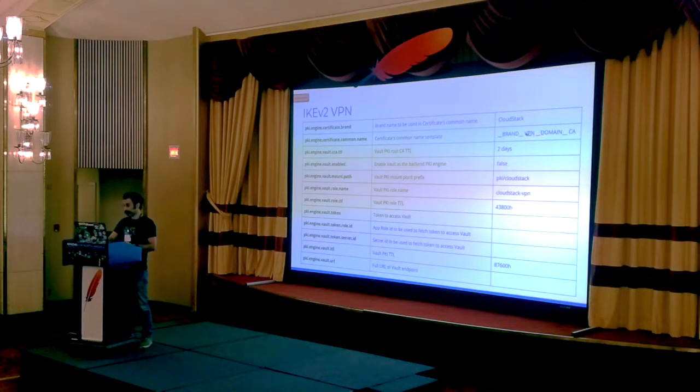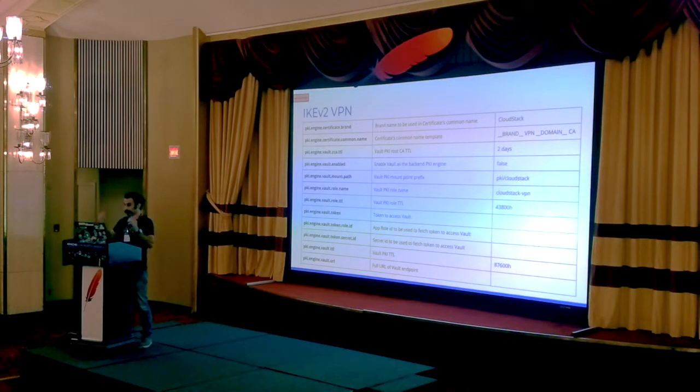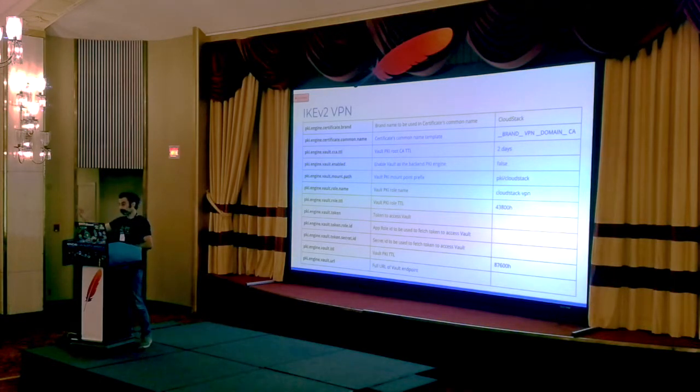This is the format: Cloudstack, or whatever brand name you are going to use, is going to be replaced here, then VPN, name of the Cloudstack domain, then CA. So for a root Cloudstack domain generic installation, it becomes Cloudstack VPN root CA. For your domain, I don't know, cloudops.com, if it's another domain inside the Cloudstack, this will become VPN cloudops.com CA.